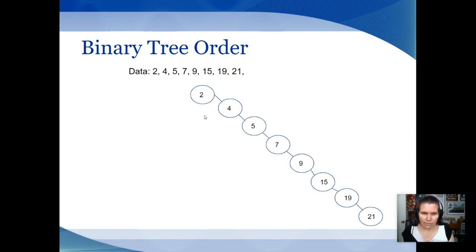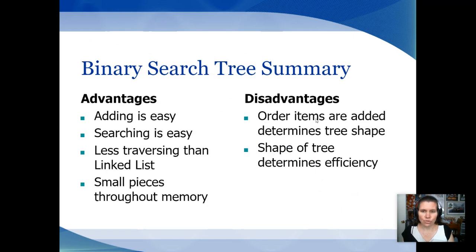So as far as efficiency goes, the order of the tree does matter, because the order you add items to the tree determines your tree shape, and the shape of the tree determines how efficient it is. But the advantage is adding is easy, searching is super easy. There's less traversing than a linked list in normal situations, and still you have small pieces that are stored throughout memory instead of one big chunk of data like the array is.